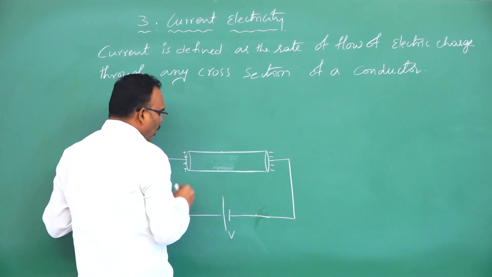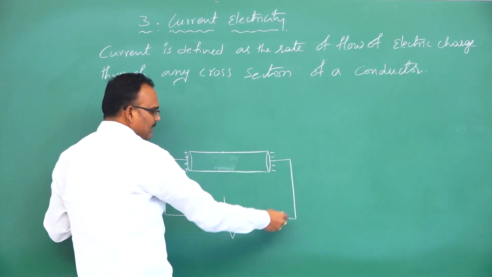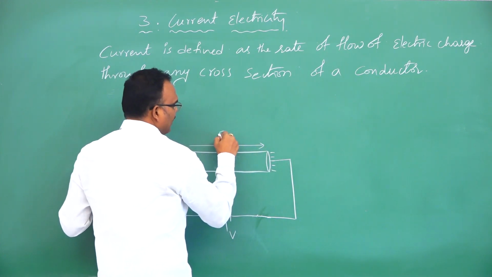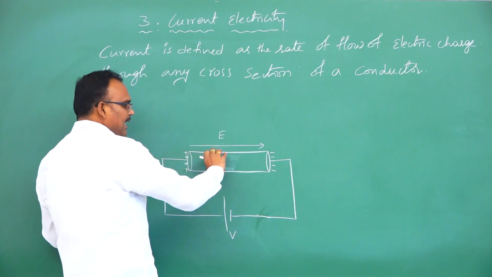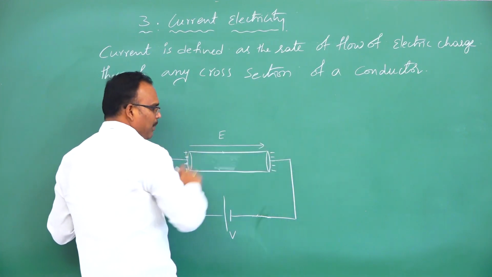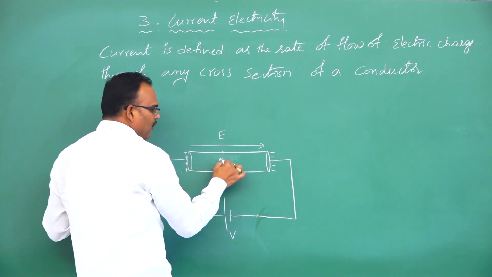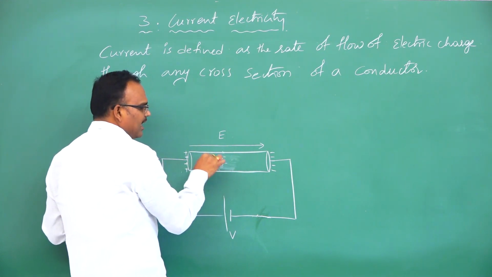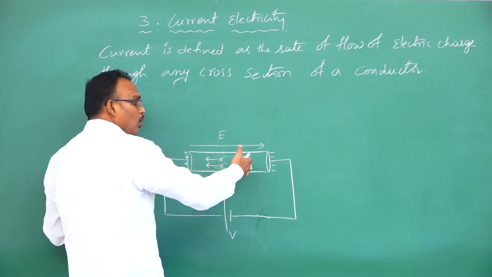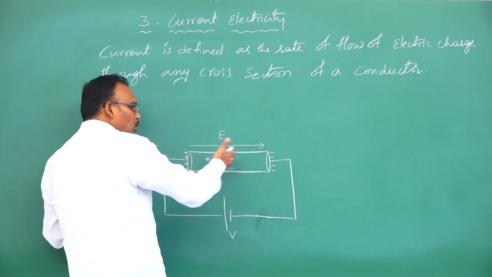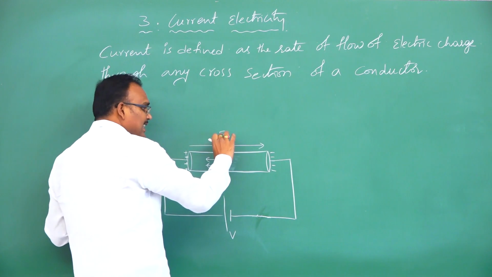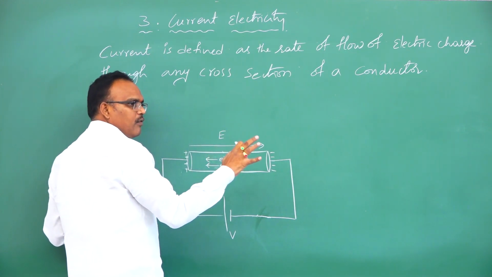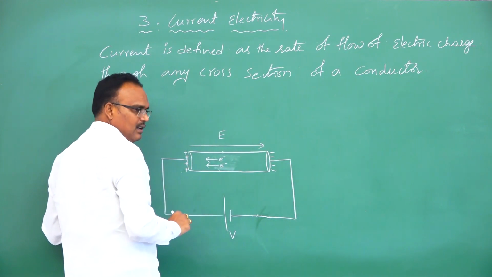Net is 0. But due to connection of this cell to the conductor, it develops an electric field in this direction. Inside the conductor, an electric field will develop. See, in an electric field, all the electrons experience force opposite to the direction of the electric field. So, the electrons will move in this direction. This electric field monitors the direction of flow of the electrons.